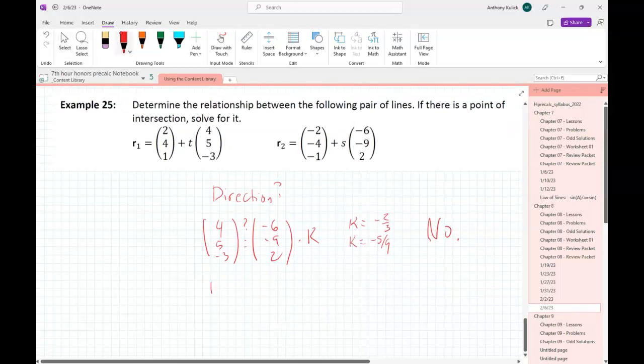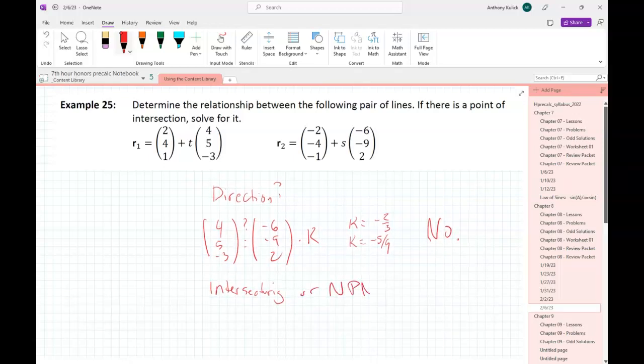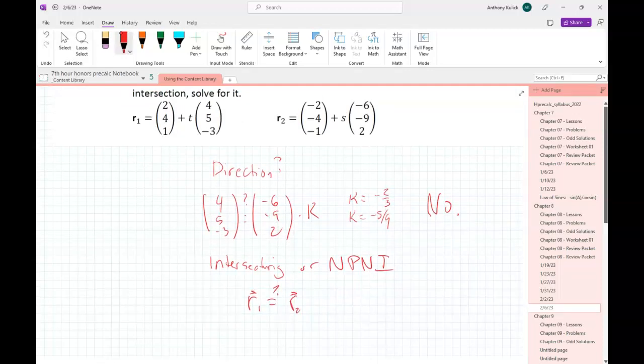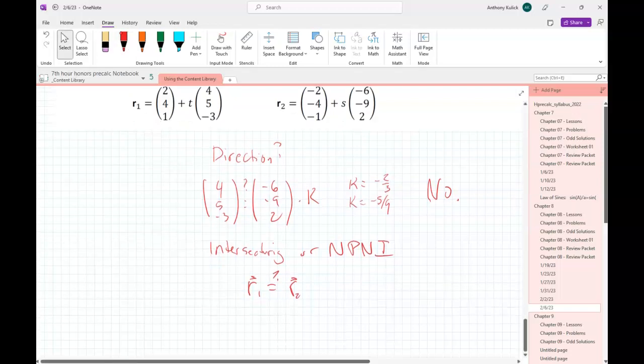Next, that tells me this is either intersecting or NP/NI, non-parallel non-intersecting. So we check to see if we can solve for R1 equals R2.